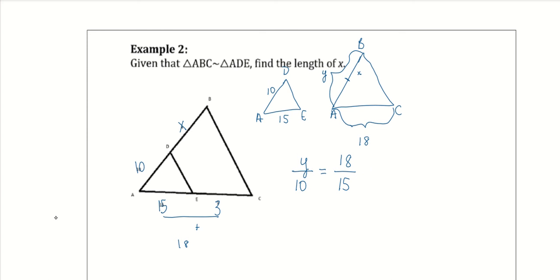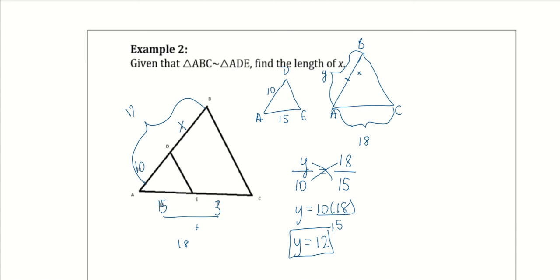From here, we are just cross multiplying and solving. So we are doing y is equal to 10 times 18. And then we're dividing by 15 because that's what's across from the y. Use your calculator, do 10 times 18, and then divide by 15. You're going to get 12. Now be careful, that's not what x is, because remember that 12 is this whole piece here. So to find x, we can say x is equal to 12 minus 10, and x is equal to 2 units.